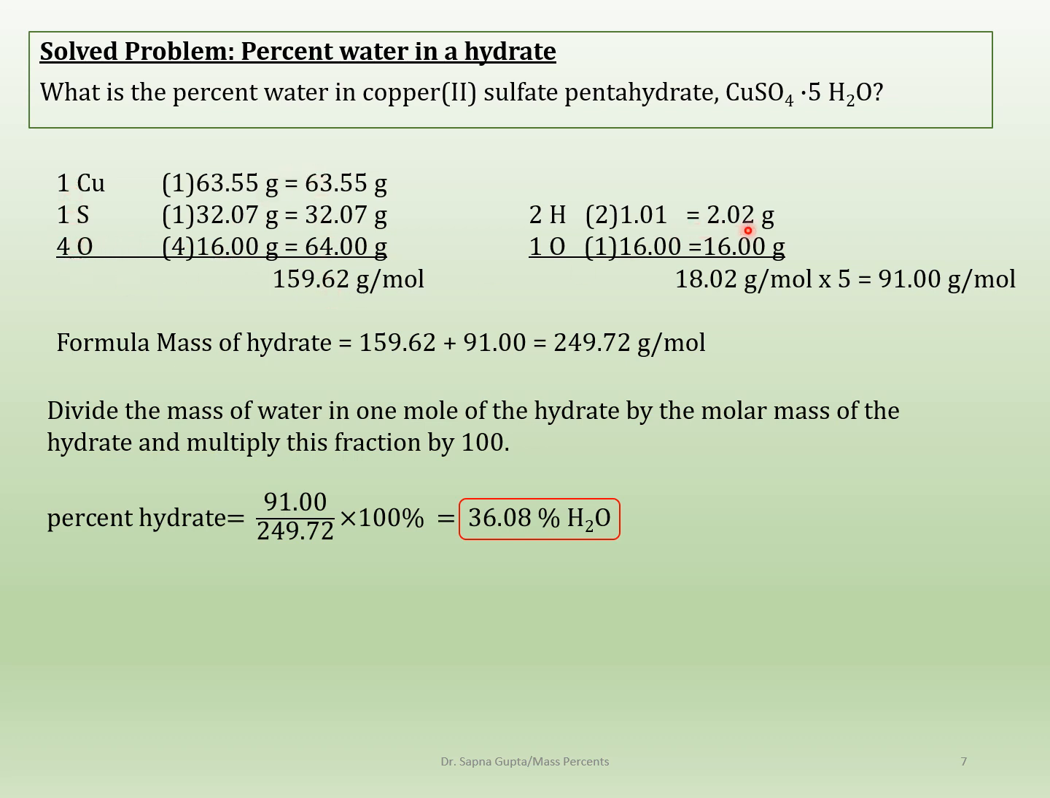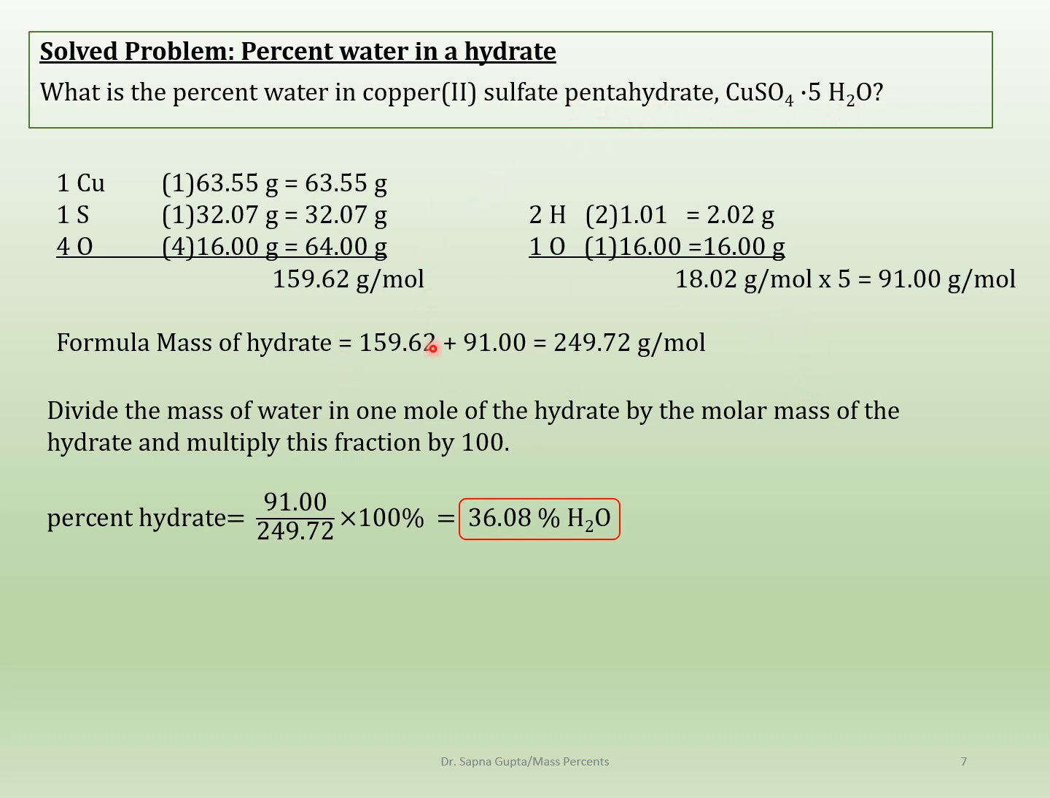So you add up the weights. You find the weight of 5 water. So 2 hydrogen, 1 oxygen, that gives you 18. 18 times 5, because we have 5 molecules of water, that is 91. Add everything up. That is the total mass of the pentahydrate.